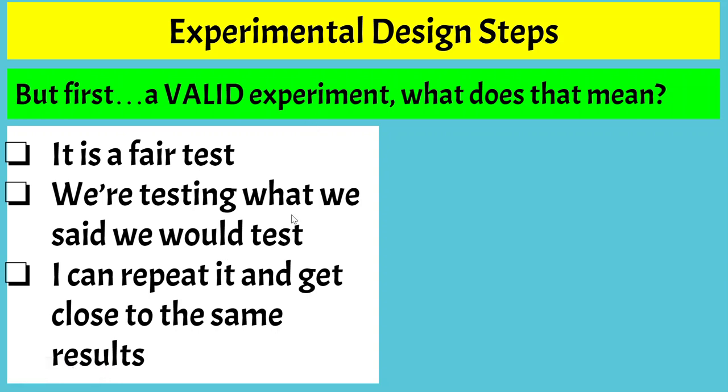So in our case, we tested how far the car went after we changed the height of the ramp. And for all appropriate and validly designed experiments, we can repeat the experiment and get close to the same results. So that's why we do extra trials, but somebody else ought to be able to come up and do the same exact type of thing you did and get similar results.